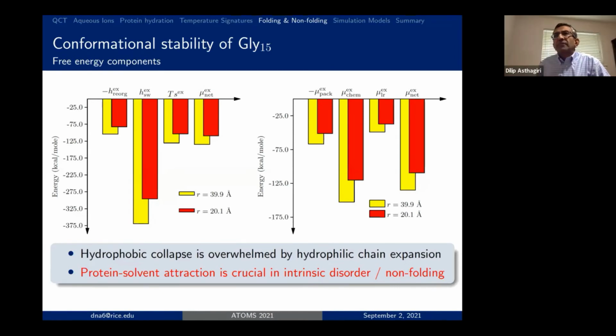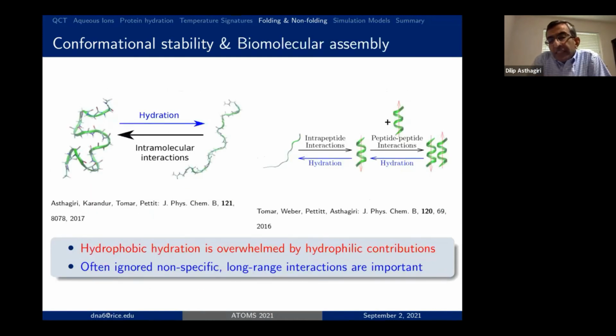So that was our analysis of the conformational stability of glycine peptides. We have done these kinds of studies for different complexes, including simple association of simple peptides. The main idea that emerges from all of this work is that hydrophobic hydration is overwhelmed by hydrophilic contribution. So it is an inversion, a reversal of the paradigm that we are all used to, at least in thinking about proteins in liquid water.